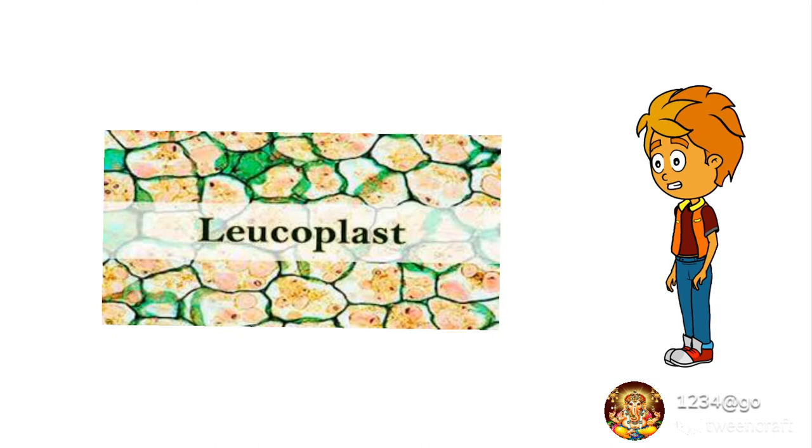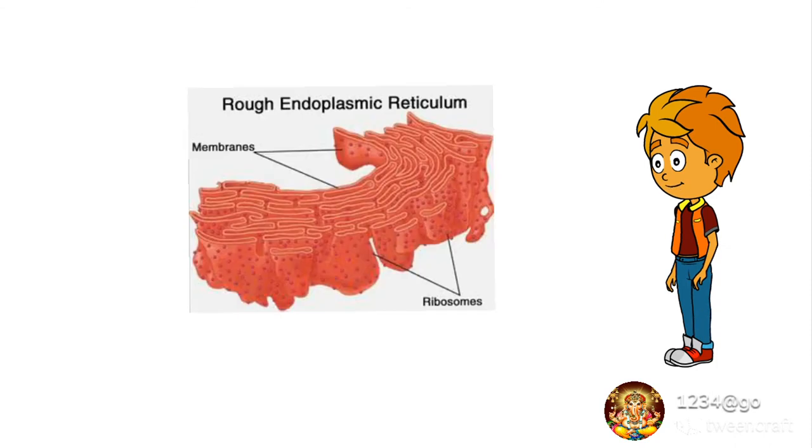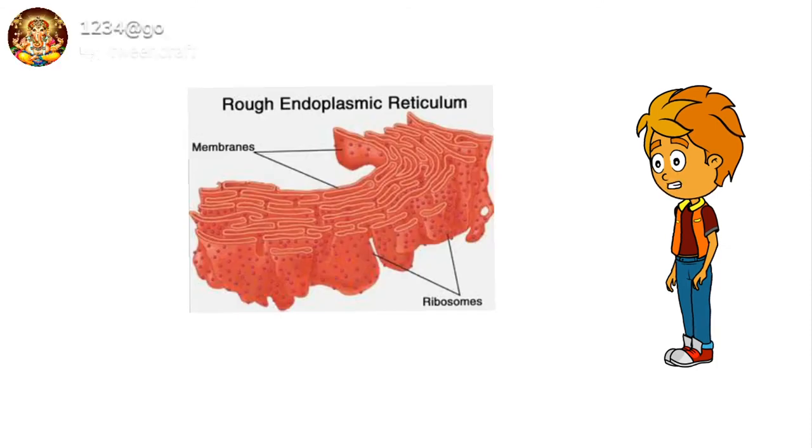Functions of leucoplast. They serve as storage of starch, lipids, or proteins depending upon the needs of the plant. Endoplasmic reticulum (ER). It is a vast system of interconnected, membranous, infolded, and convoluted tubular structures that are located in the cell's cytoplasm. The ER stretches from the nuclear membrane to the plasma membrane.